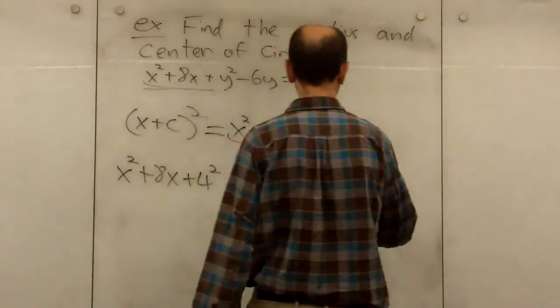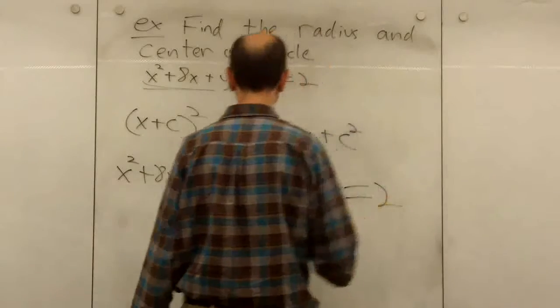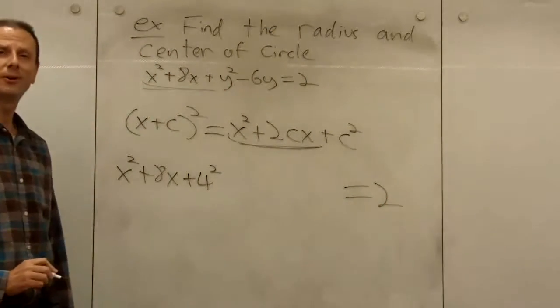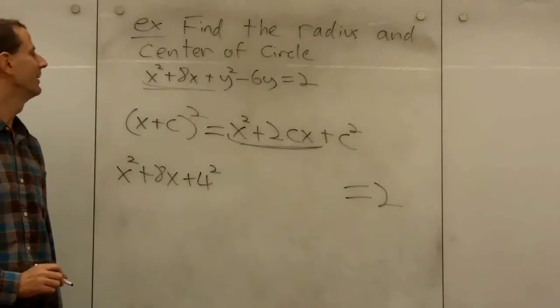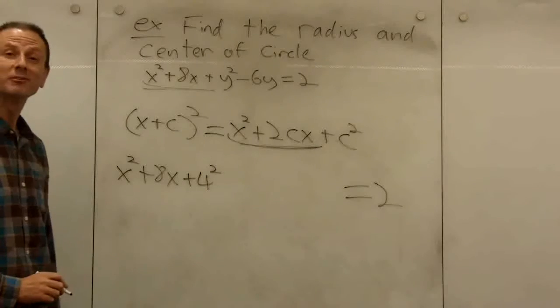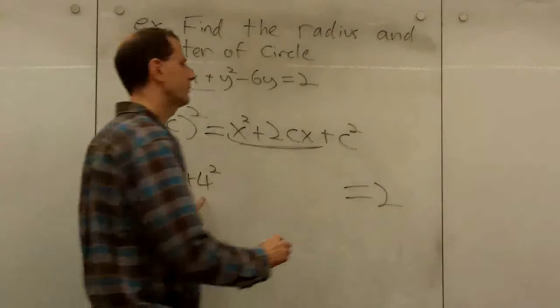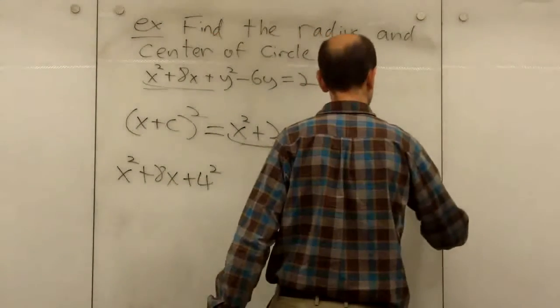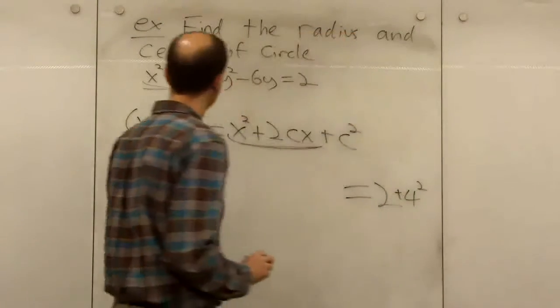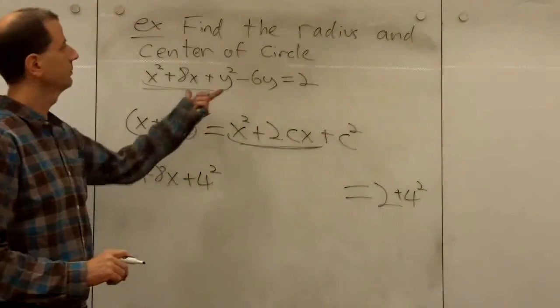The great thing about mathematics is you can do whatever you like, so long as you get an equivalent equation. So if we added 4 squared to one side of the equation, we'd better add it to the other to keep from changing things. And now we're going to do the same thing with the y terms.